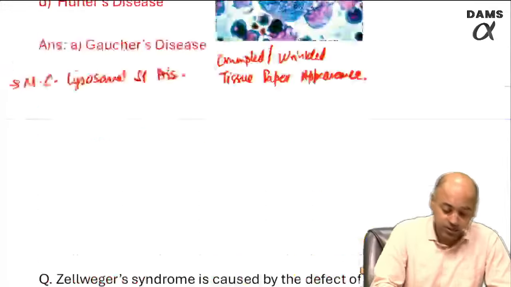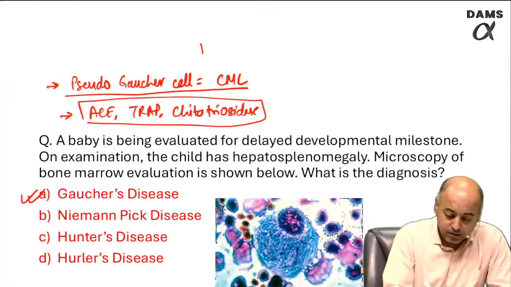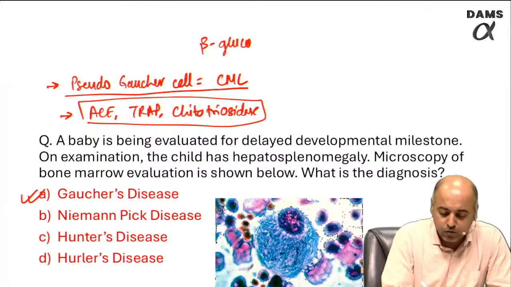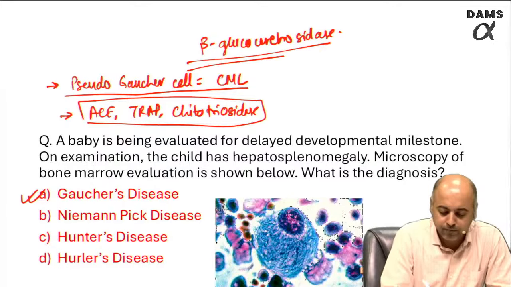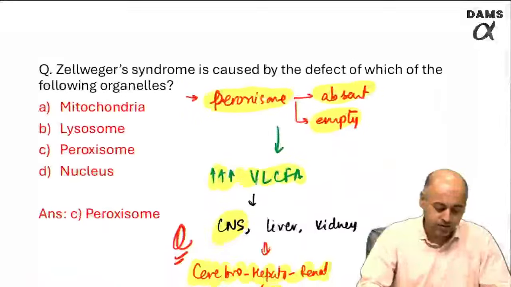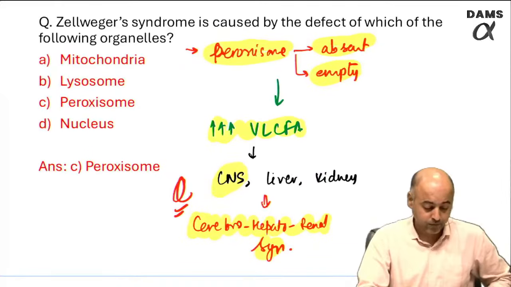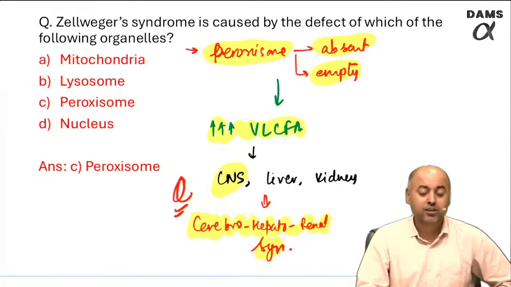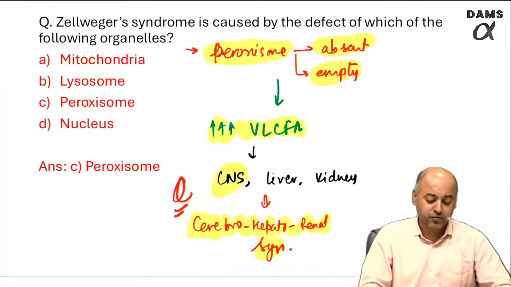Enzyme deficiency in Gaucher's, it is the beta glucocerebrosidase. Okay, beta glucocerebrosidase is the deficient enzyme. So Zellweger's is very frequently asked.